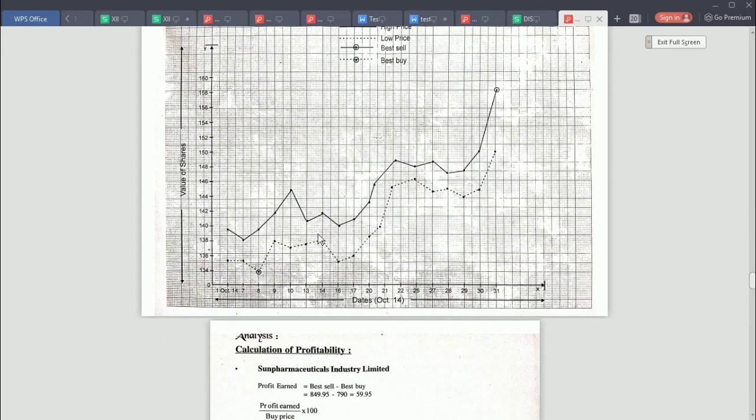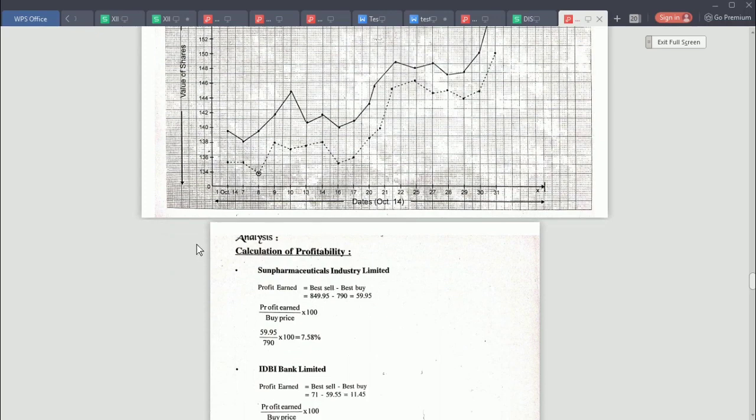Now we need to analyze the data of these 5 different companies. We need to check the profitability and find out which company is giving us maximum returns. So profitability we need to calculate for all 5 companies. Like the first company was Sun Pharmaceuticals Industry Limited. The formula to find out the profitability will be the profit earned by buy price into 100. How to calculate the profit earned? Simple. This is the selling price, this is the buy price.